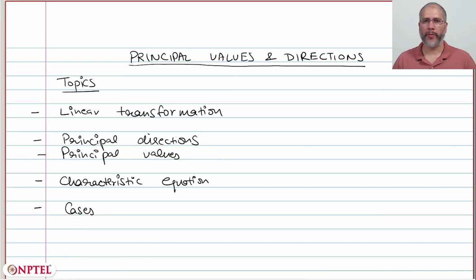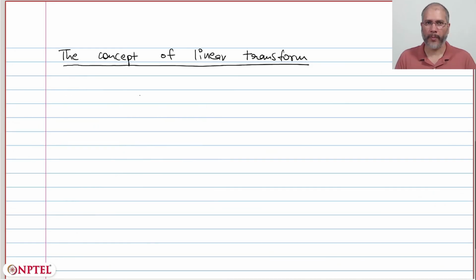So the topics we will be discussing today include a discussion on linear transformation. We will talk about the meaning of principal directions and principal values, and then we will discuss the characteristic equation and the various cases when solving the equation. So let us start with the concept of linear transform.